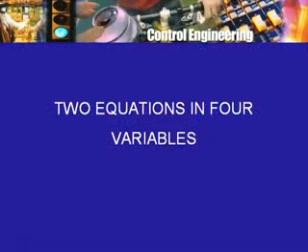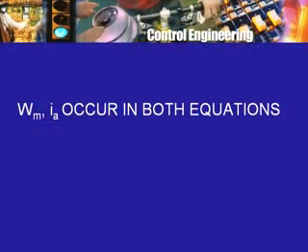Now, in our equations we had four basic variables: the applied voltage EA, the load torque TL, the armature current IA, and most importantly the motor speed omega m. So, omega m is common to two equations. It occurs in the electrical equation because the back EMF depends on the speed. It occurs in the mechanical equation because the frictional torque depends on the speed. So, omega m occurs in both the equations.